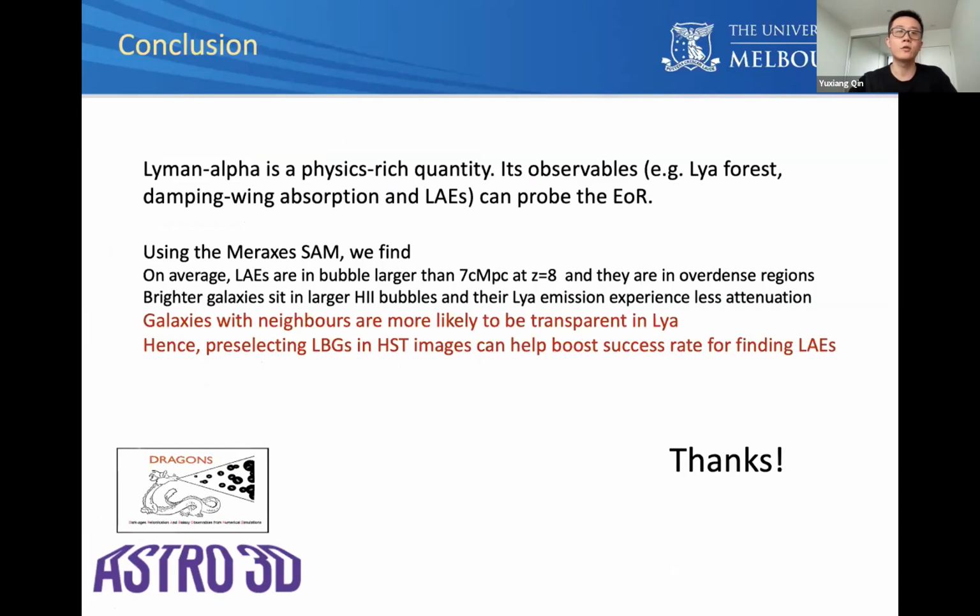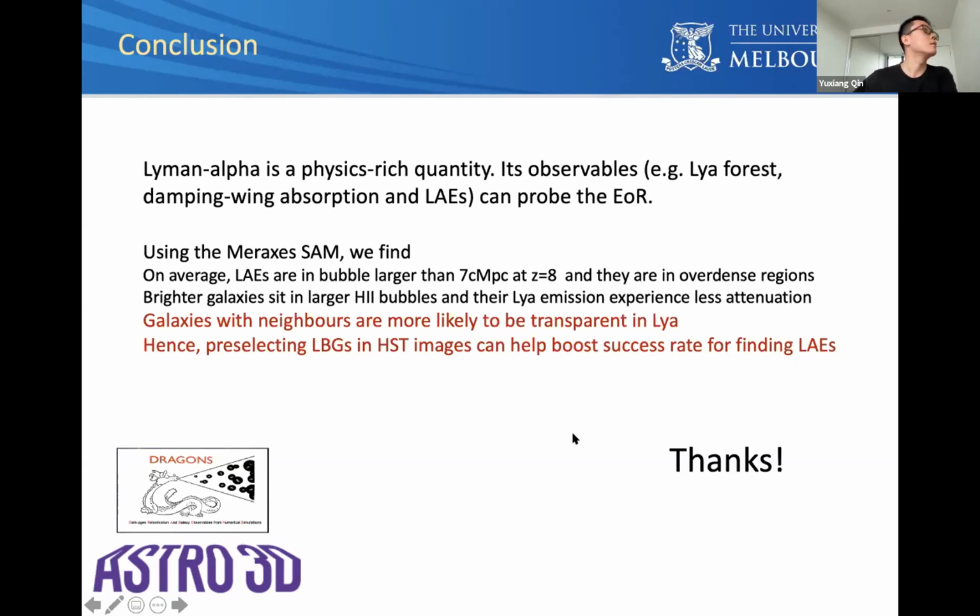So I hope I have convinced you that Lyman alpha is a physics-rich quantity and is observable. In this talk, I talked about how Lyman alpha emitters can be used to probe the epoch of reionization. Using the semi-numerical model, we found Lyman alpha emitters during the epoch of reionization sit in bubbles larger than 7 comoving megaparsecs, and they are also in overdense regions. And we found that bright galaxies have their Lyman alpha visible because they sit in larger bubbles, so their Lyman alpha transmission is much higher.